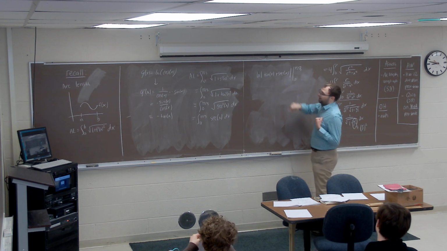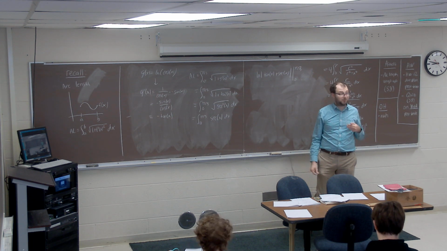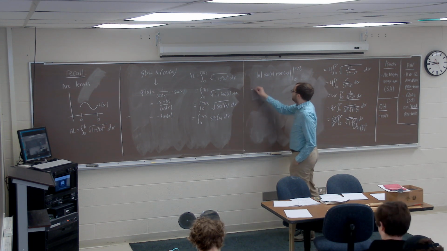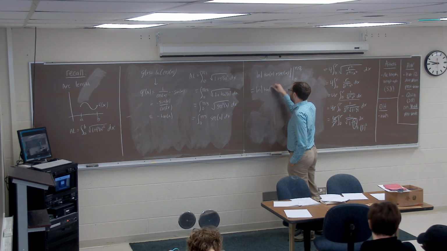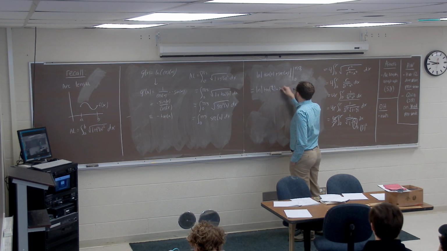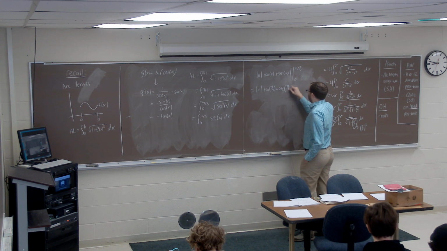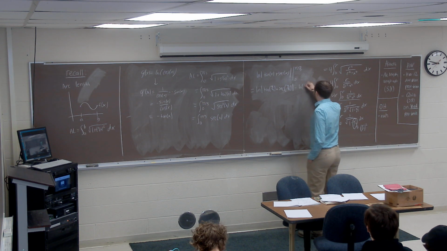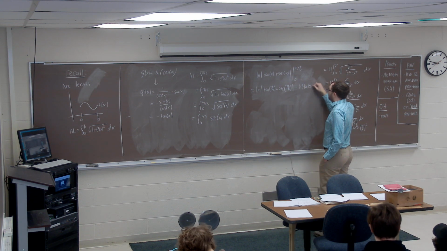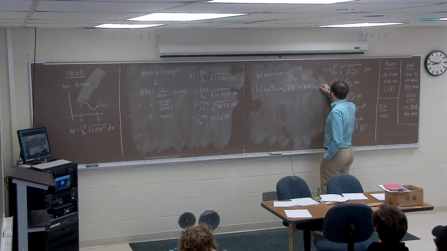I think I just wrote it backwards from how I originally wrote it, but I'm sticking with it. Which is what? Natural log, absolute value of tangent of pi over 3 plus secant pi over 3, minus natural log of tangent of 0 plus secant 0.